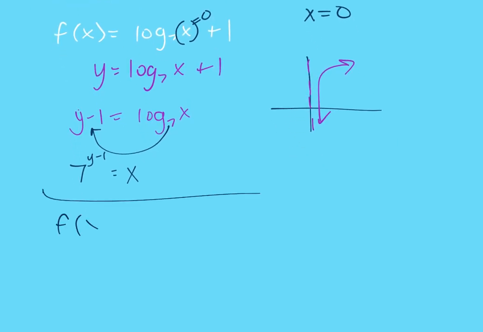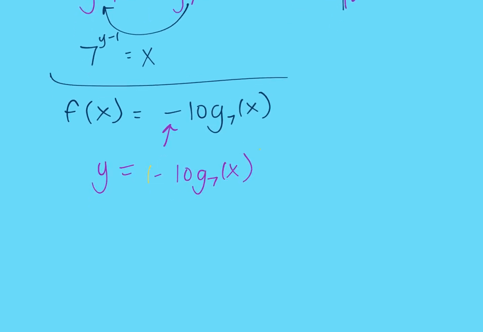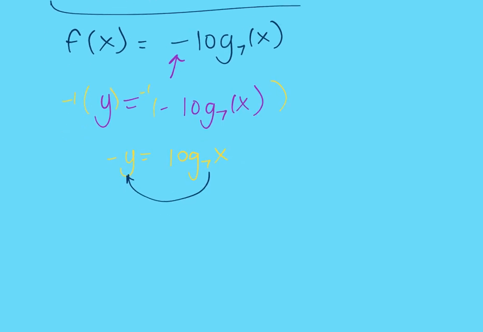And if it was negative, I would have to get rid of the negative on the front before I can get it into exponential. So it would be y equals negative log base 7 of x. I would multiply everything by negative 1, and I'd get negative y equals log base 7 of x. The 7 picks up a negative y.